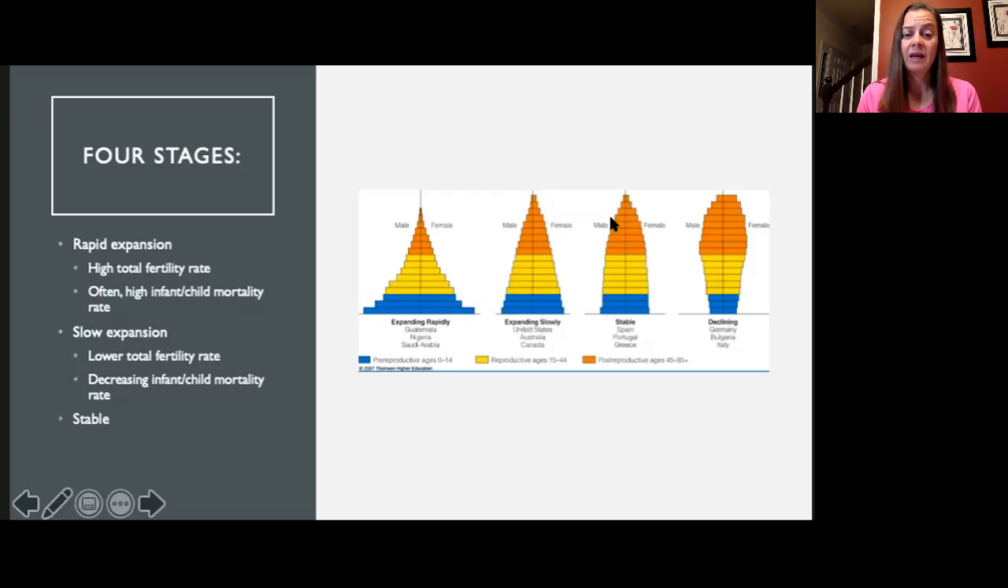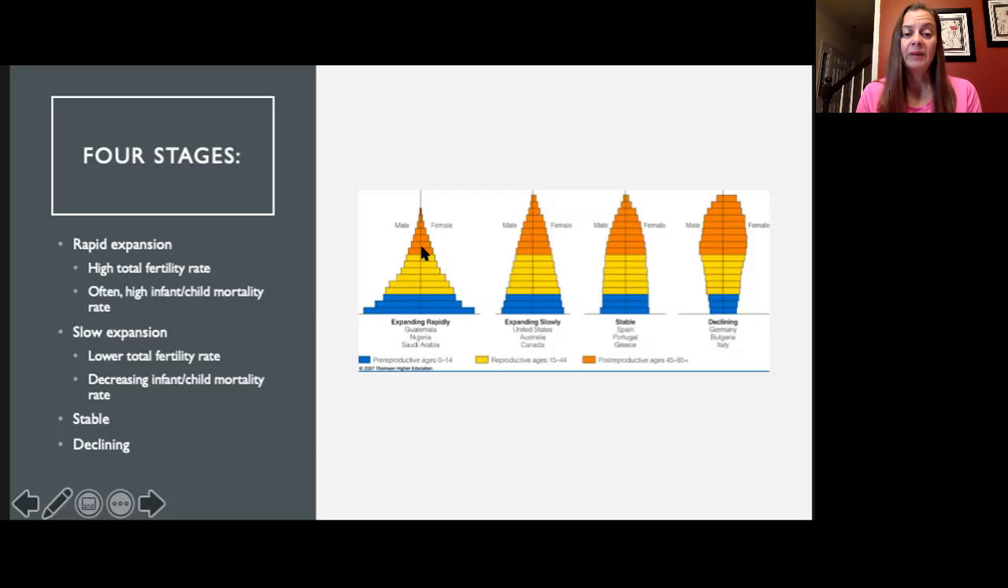Our next pyramid is a stable pyramid. You'll notice that it does taper down, obviously, up here at the top, but the bottom part is relatively consistent throughout each age range. This is a population that is, generally speaking, not going to be growing because the fertility rate is at a replacement rate. And then we have this sort of inverted pyramid. This is a declining population because it has fewer people of reproductive age than people of post-reproductive age. So without immigration, this country's population is going to be shrinking.